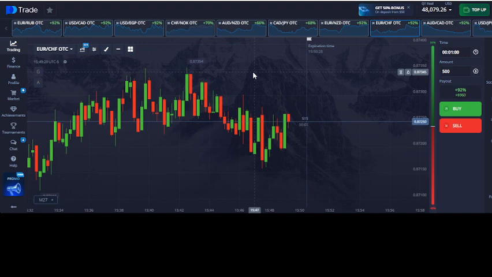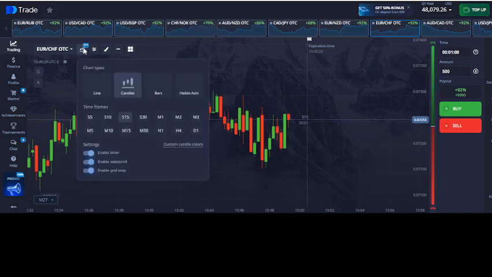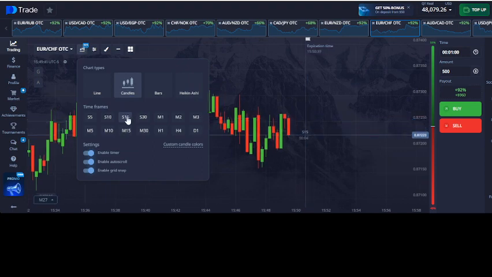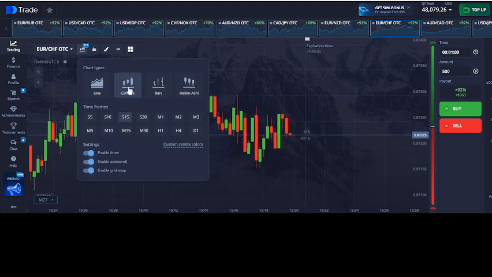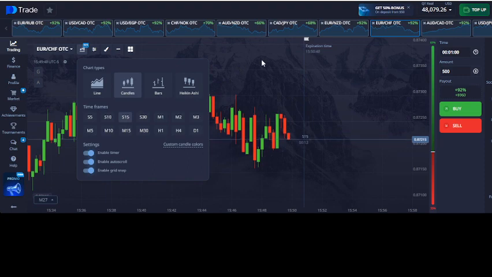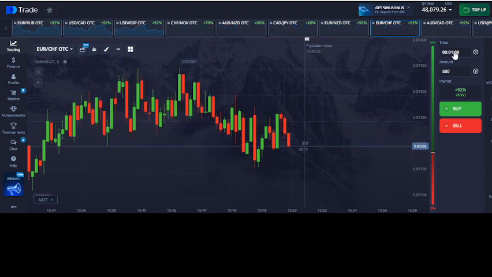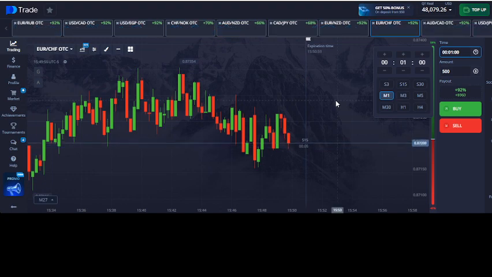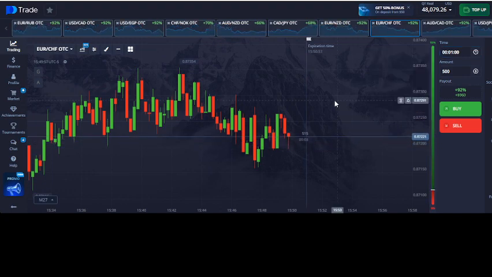For my candlestick chart, I have my candle set to 15 seconds, regular Japanese candles here. And for my trade timer, I have it set to 1 minute. So I'll be taking fast 60-second trades while looking at these 15-second candles.